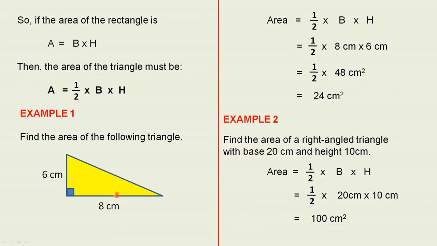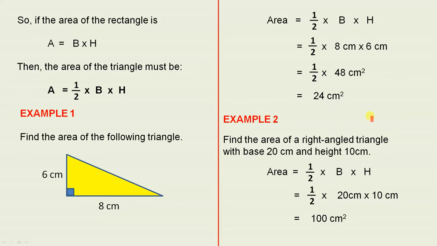Example 1. Find the area of the following triangle. This is similar to the previous one, except we've just got the right angle triangle here and we don't have the rectangle. Just imagine you've got some dotted lines there and that gives you the rectangle. So the area of the triangle is a half times base times height, which is a half by 8 centimetres by 6 centimetres, which is a half times 48 square centimetres, which is 24 square centimetres.